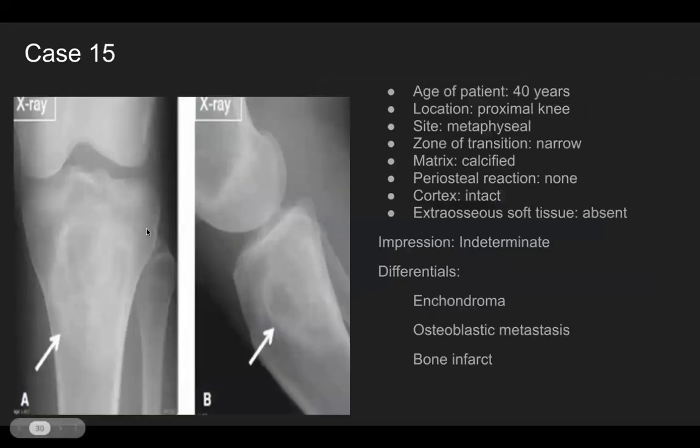This is another very similar tumor in a 40-year-old male, with a narrow zone of transition showing internal calcifications. But remember that with a narrow zone of transition in a 40-year-old, we will not classify it as benign. We will classify it as indeterminate, because after 40 years of age, we know that there is a very high chance of metastasis and myeloma. So we will not classify it as benign, we'll classify it as indeterminate. The differential could be an enchondroma, an osteoblastic metastasis also, or a bone infarct also.